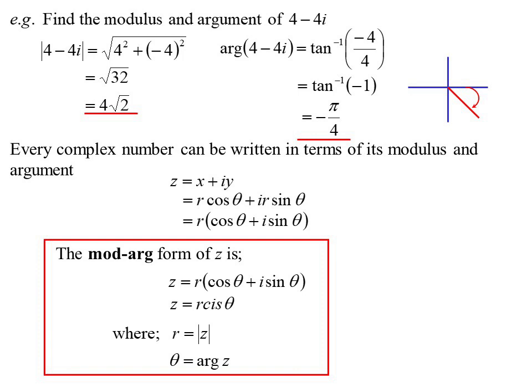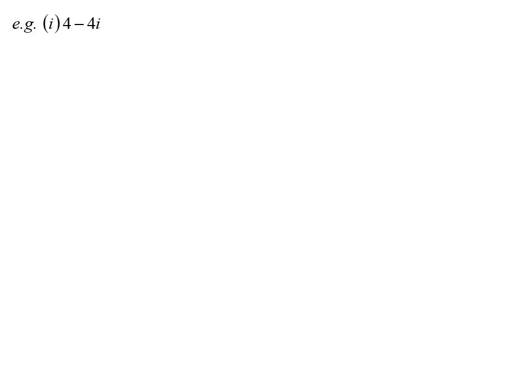Remember, r is representing the modulus, theta is representing the argument. Okay, so back to 4 minus 4i. If I was to write that in cis theta form, 4 root 2 cis minus pi on 4. So cos minus pi on 4 plus i sine minus pi on 4.